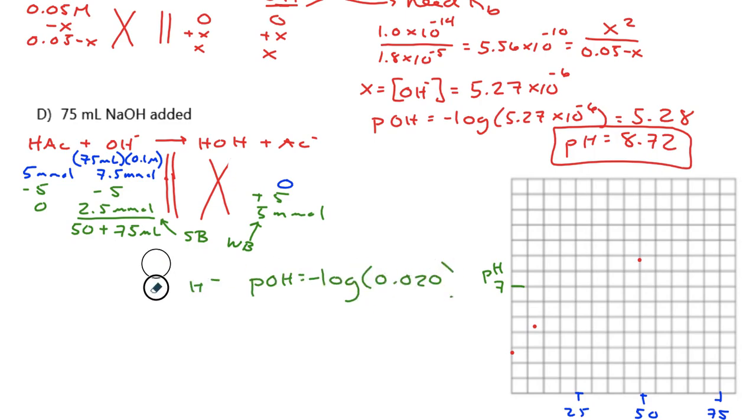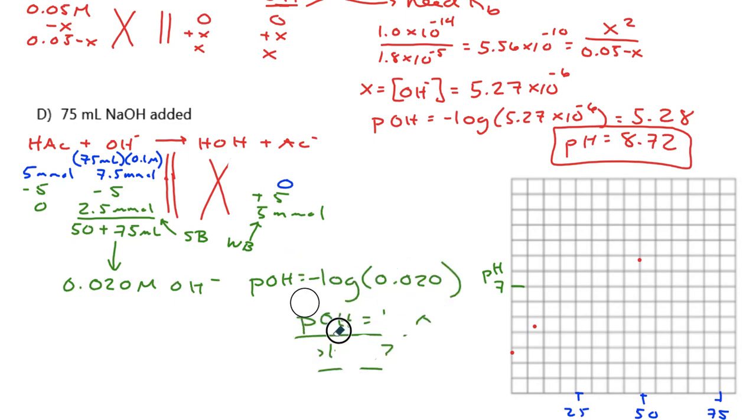So I am only taking that value. So this is the millimoles over the milliliters is 0.02 molar. So I'm taking a negative log of that. And my pOH is going to be 1.7, and my pH will be 12.3. So let's plot that one. So at 75, I have 12.3, so 7, 8, 9, 10, 11, 12.3.